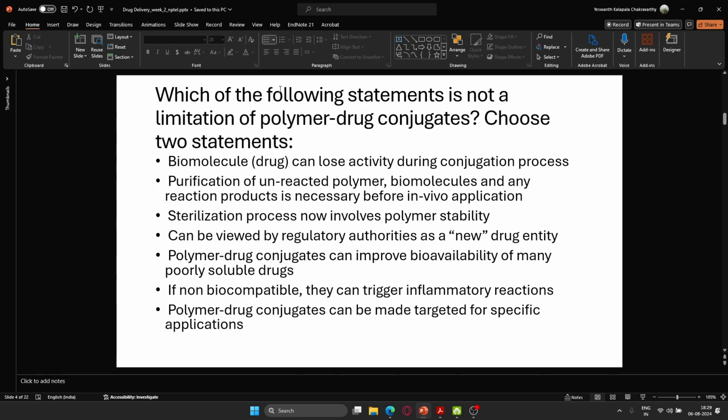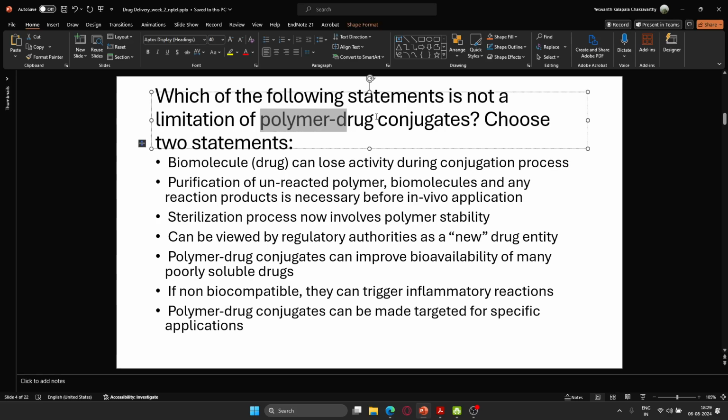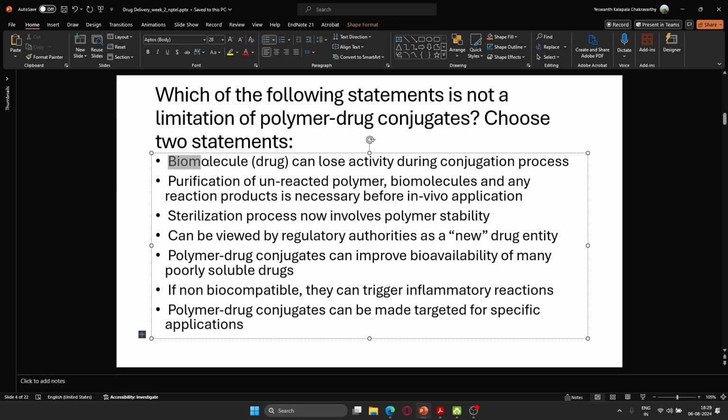So the next question reads, which of the following statements is not a limitation of polymer drug conjugates? Choose two statements. So two options are correct here, and they're asking which of the following is not a limitation of polymer drug conjugates, so it should be an advantage.